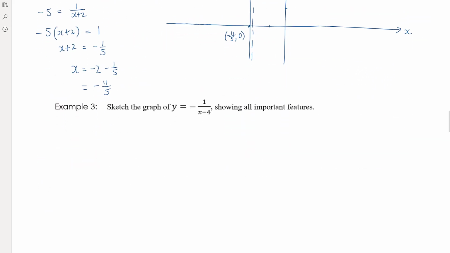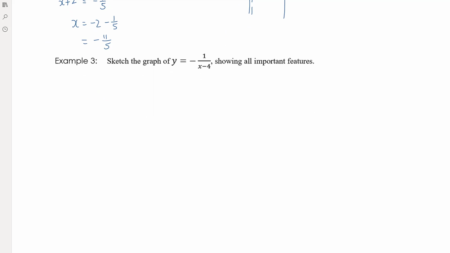Okay, number 3, sketch the graph of y equals -1 over x minus 4. So we've got the negative out the front, that is reflection in the x-axis. That means relative to my asymptotes, my graph is going to go in the second and fourth quadrants. So it's going to be in those two quadrants. And then we've got x minus 4 in the denominator of the fraction. That is a translation to the right by 4.